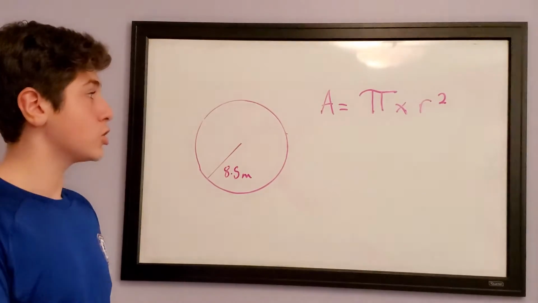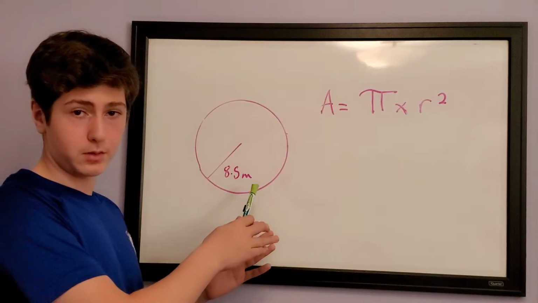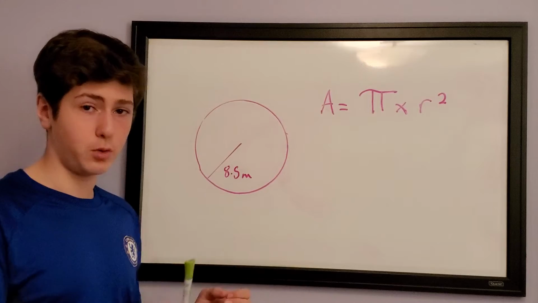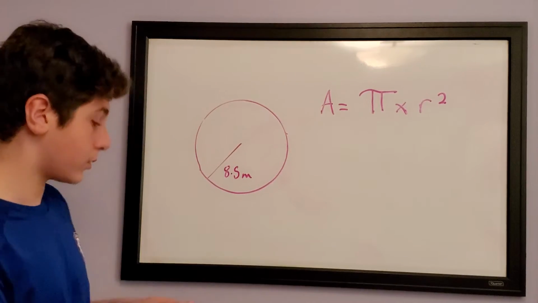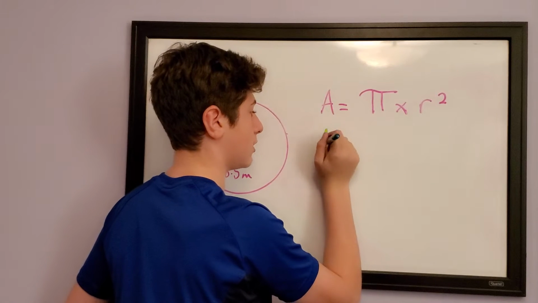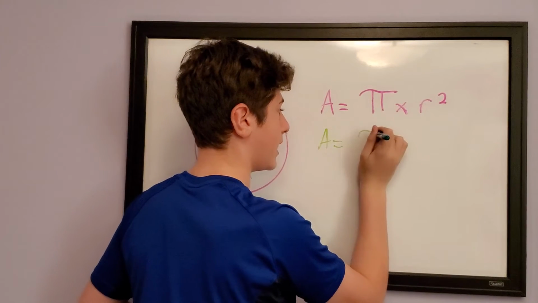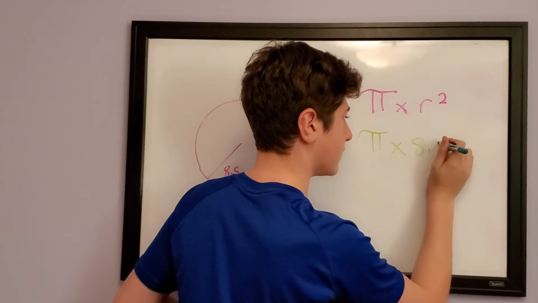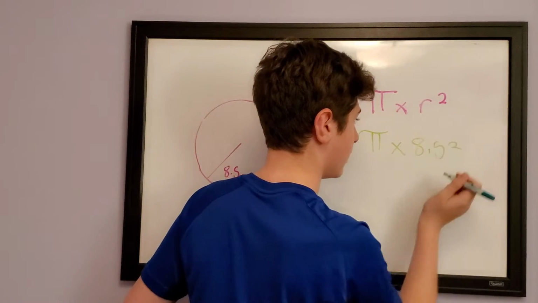Moving on. So, let's use an example with this circle. It has a radius of 8.5 meters. So, if we were to plug this into the formula over here, area equals pi times 8.5 to the power of 2.